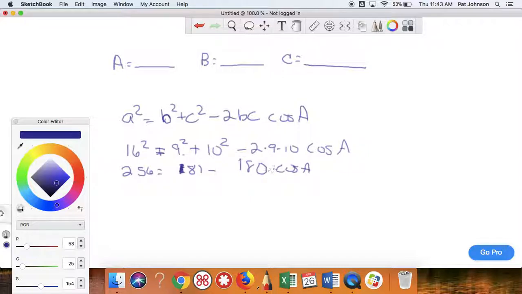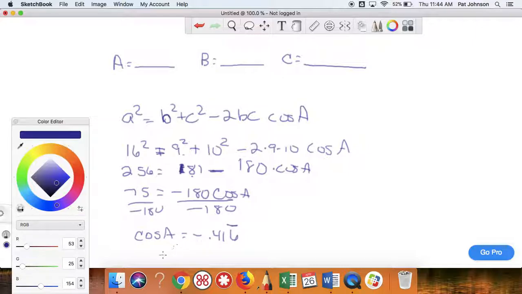Now remember, order of operations, this means multiplication, so I can't subtract 180 minus 180. It's 181 minus 180cos A. Don't forget order of operations. So I subtract 181 from both sides, and I get 75 equals negative 180 times cosine of A. Well, I can divide both sides by negative 180, and then I'm left with cosine. Whatever the quotient is, 75 divided by 180 is negative 0.416 repeating.